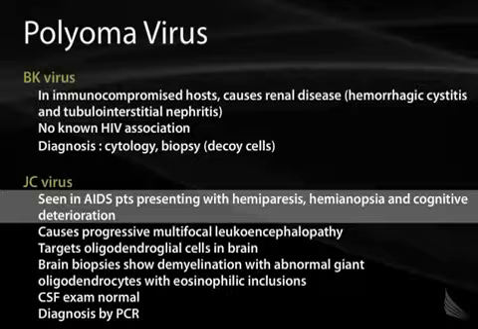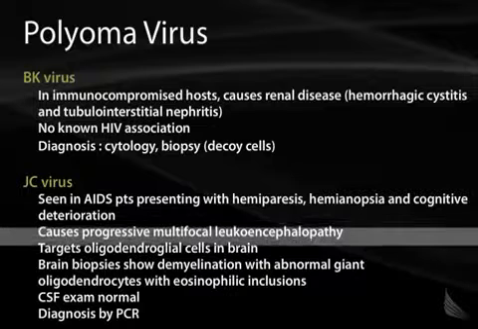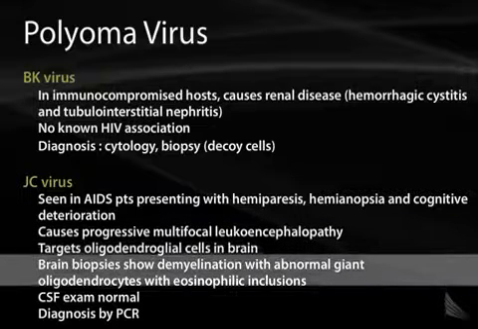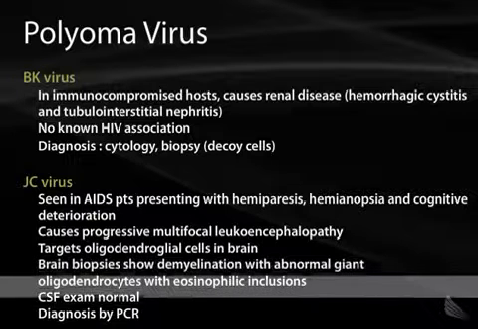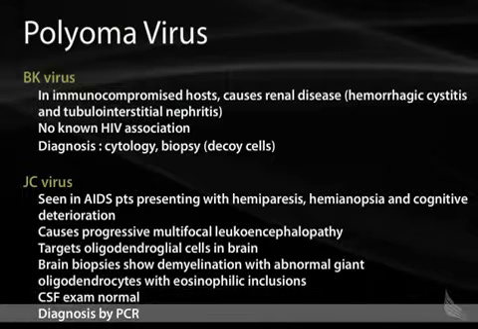JC virus is seen in AIDS patients presenting with hemiparesis, hemianopsia, and cognitive deterioration. It causes PML, or progressive multifocal leukoencephalopathy. It targets oligodendroglial cells in the brain, and the brain biopsies show demyelination with abnormal giant oligodendrocytes and eosinophilic inclusions. The CSF exam is normal, and you diagnose it with PCR.